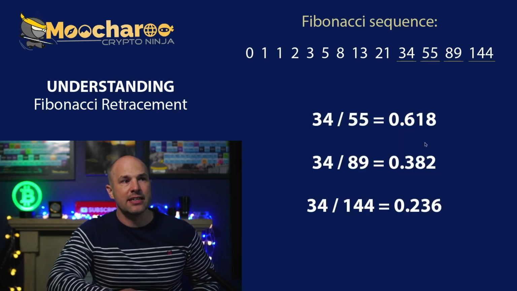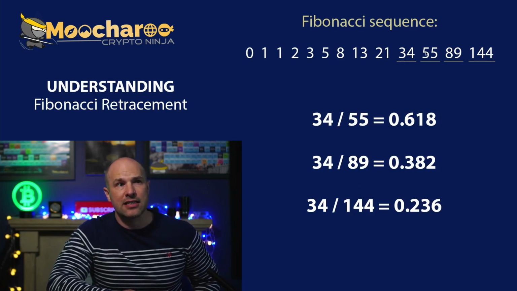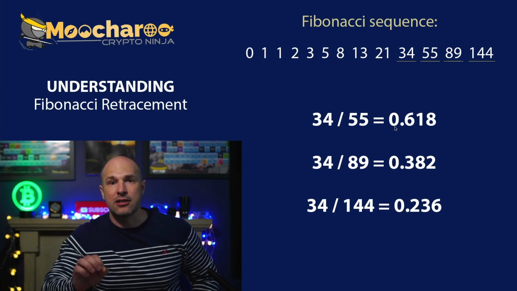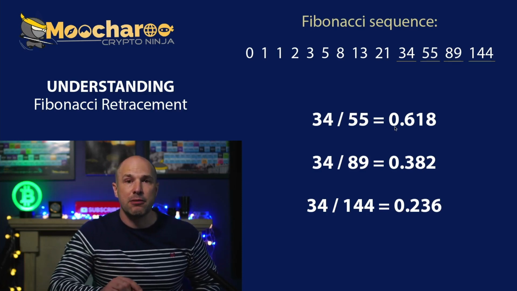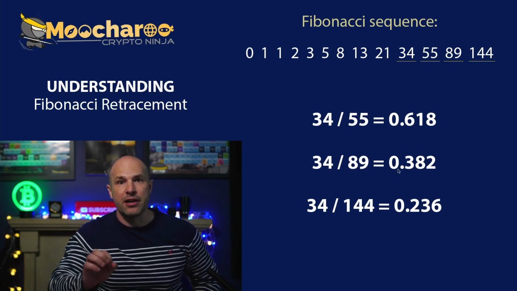So what we'll see is that if you get 34 and divide it by 55, so that's the next one in the sequence, you come up with a number 0.618, and that is a Fibonacci number which you'll find on the charts. And then if you get 34 divided by 89, then you get 0.382.